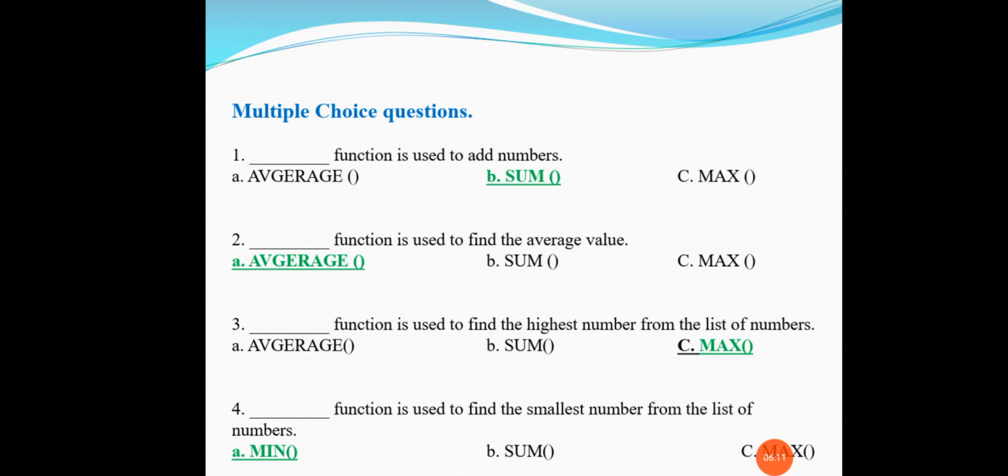Third one, dash function is used to find the highest number from the list of numbers. Options are A. Average, B. Sum, C. Max. So answer is max here.